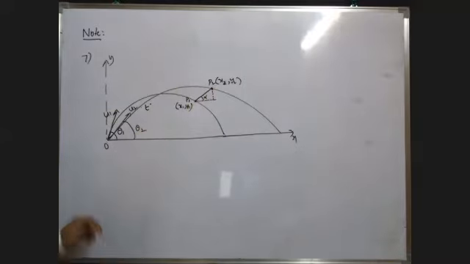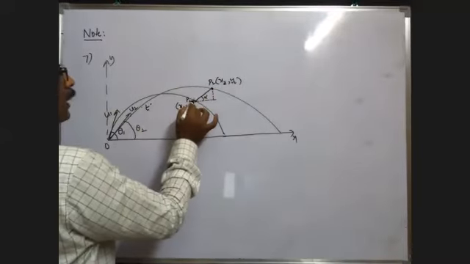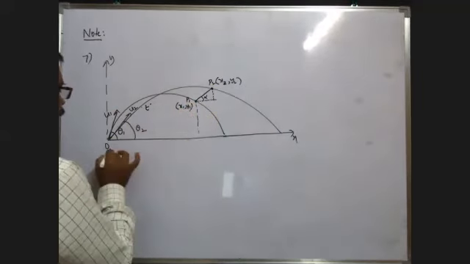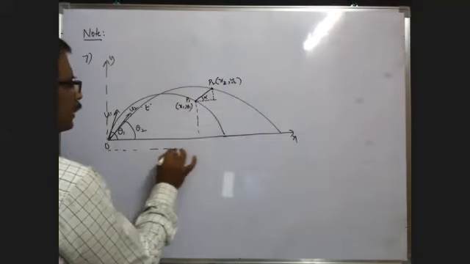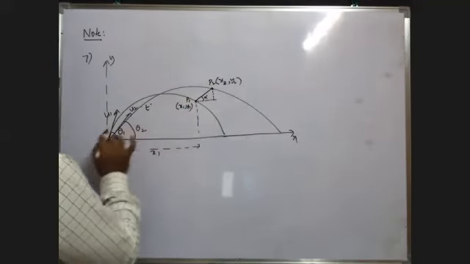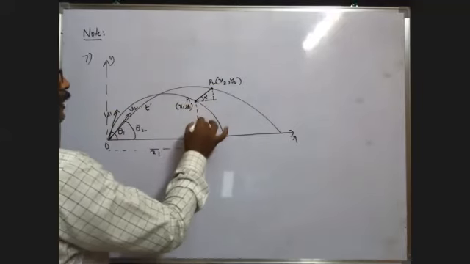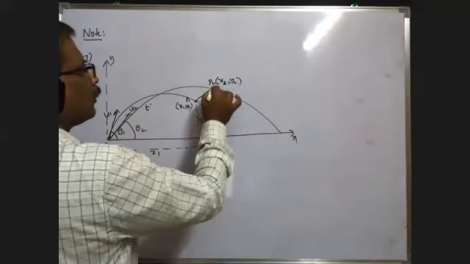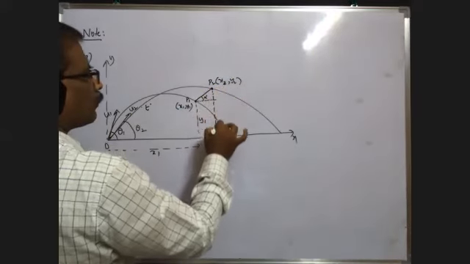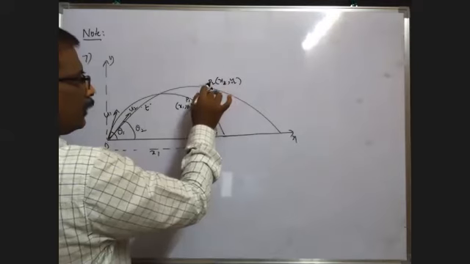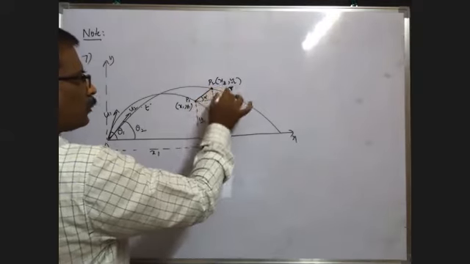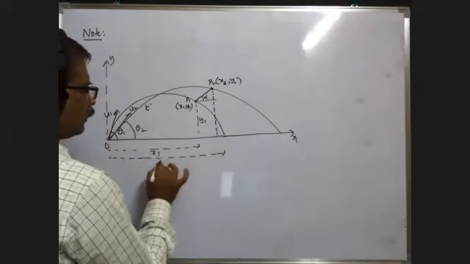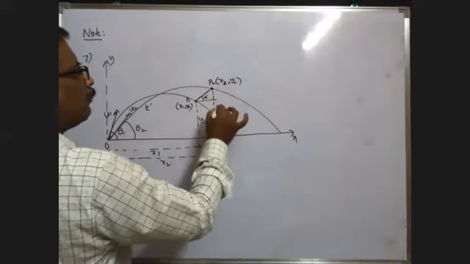The coordinates of this point P1 are x1, y1. That means it is at a horizontal distance x1 from the origin, and at a vertical distance y1 from the origin along this direction. Similarly, the coordinates of the particle at P2 are x2, y2. That indicates the second projectile is at a distance x2 and at a height y2 from the origin.